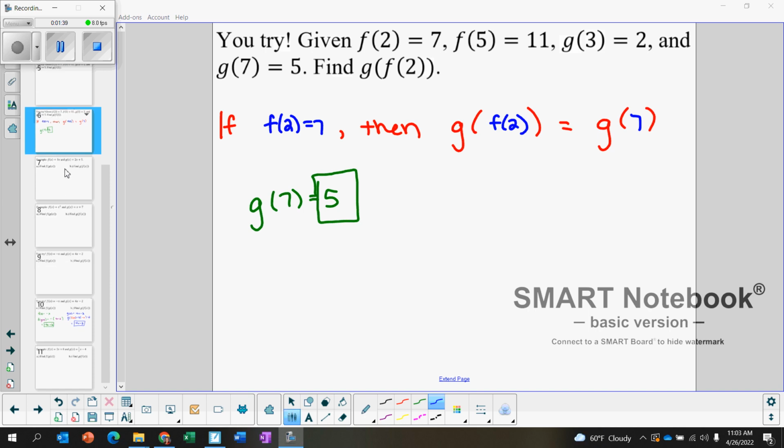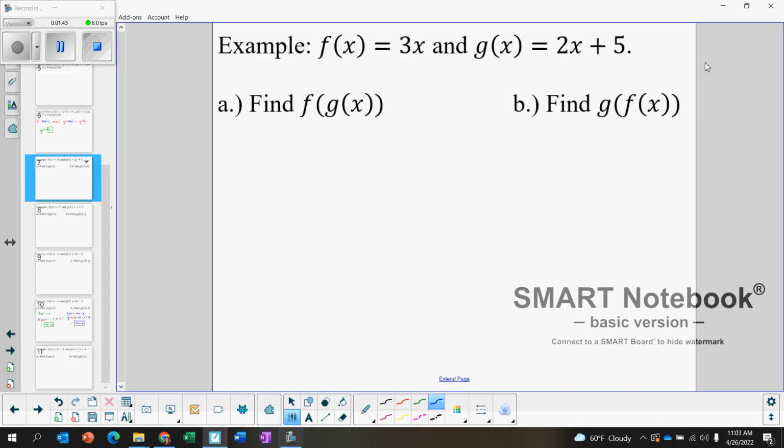All right, so sometimes we're going to do it when there are just values, and sometimes we're actually going to do it when we have equations. So if I want to find f of g of x, that means I'm taking f of x as my function. So that means it's 3 times x. And I'm putting in place of x the entirety of g of x. So now I can distribute as I need to. We would have 6x plus 15, and that would be my answer.